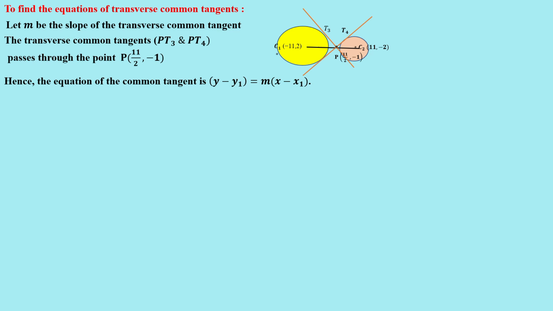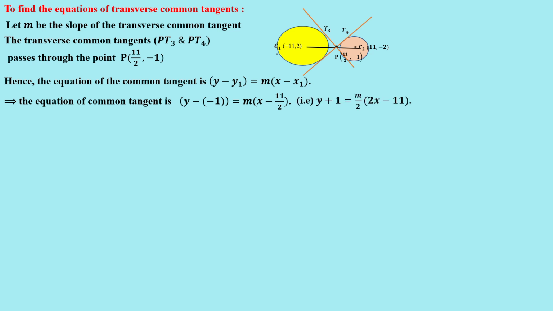Hence the equation of the common tangent is y minus y1. We are using the point slope form of the straight line equation, right? y minus y1 equal to m into x minus x1. Here (x1, y1) is (11/2, -1), because the common tangent passes through the point P. So substituting, y plus 1 equal to m into x minus 11/2. So y plus 1 equal to m by 2 into (2x minus 11). Do the cross multiplication, 2 into (y plus 1) equal to m into (2x minus 11). So you will get 2y plus 2 equal to 2mx minus 11m.